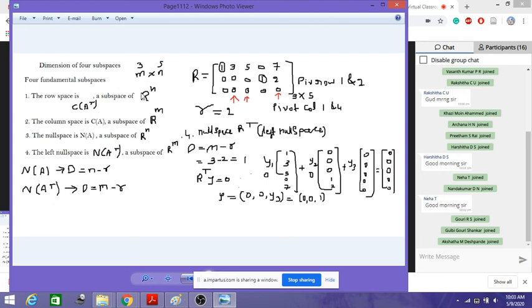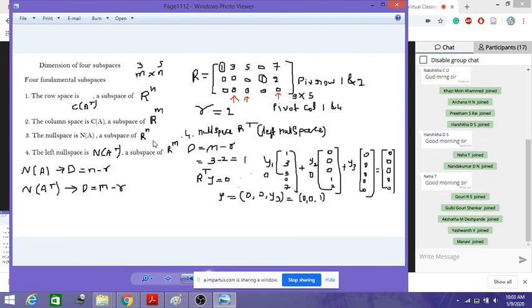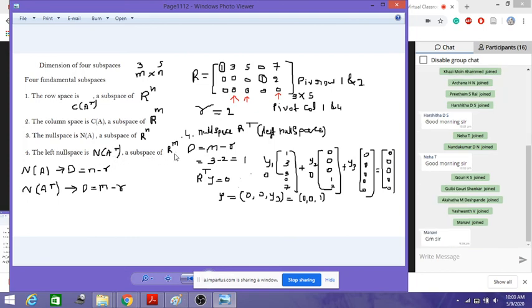The dimension of the row space is equal to the rank of the matrix. The column space is represented as C of A, and it is a subspace of R power m, and here also the dimension is equal to the rank of the matrix. The null space N of A is a subspace of R power n, and its dimension is n minus r. The left null space is a subspace of R power m, and its dimension is m minus r. These are the important things we discussed in the previous tutorial.